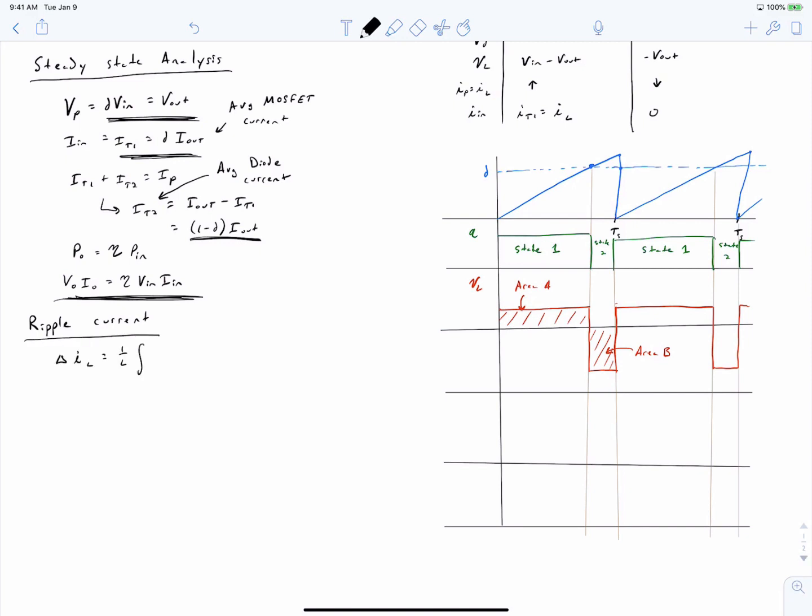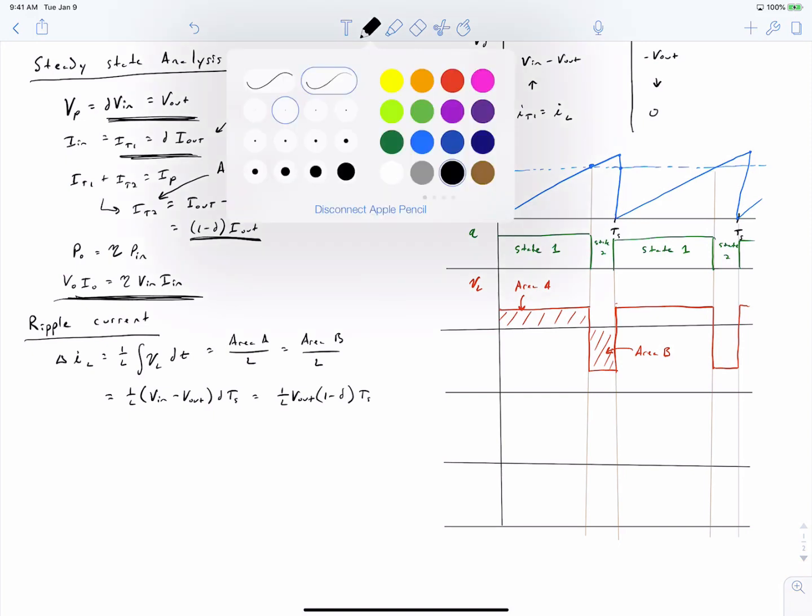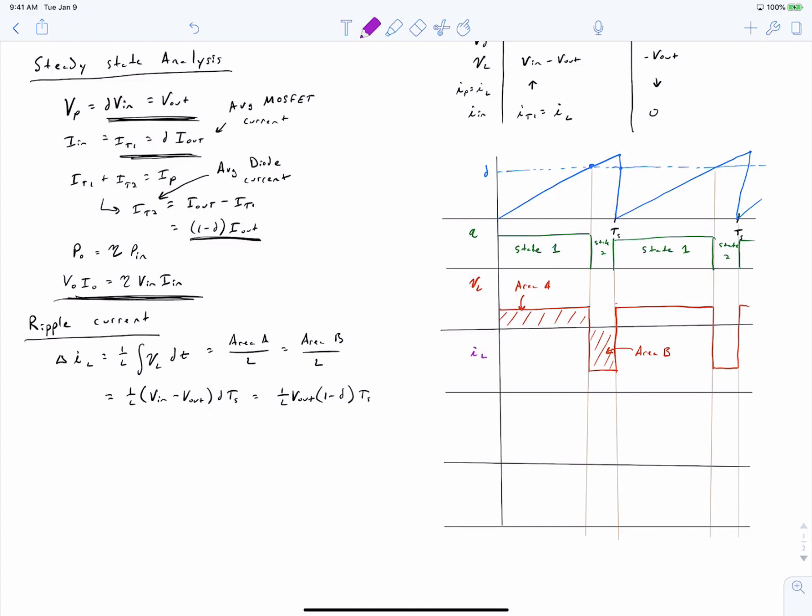And we can calculate the ripple current in our inductor by using these areas, which comes from the differential equation of an inductor, and results in the following expression. So we can now draw our inductor current waveform, which is going to be a little bit crowded on this diagram. But we know that our inductor current has an average value which is equal to the output current.